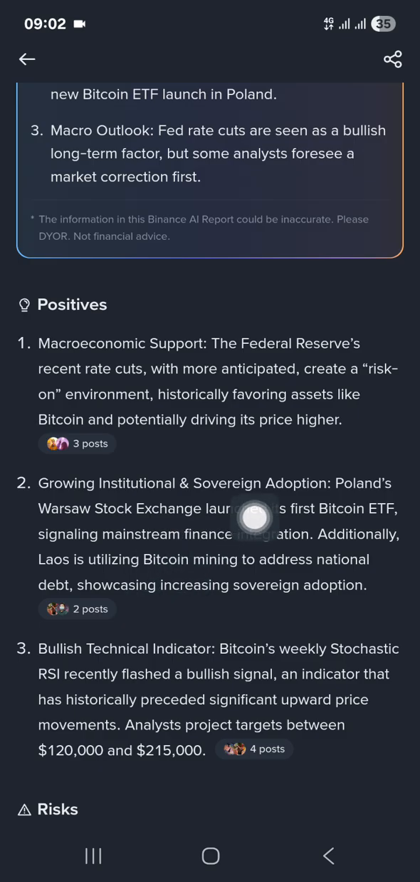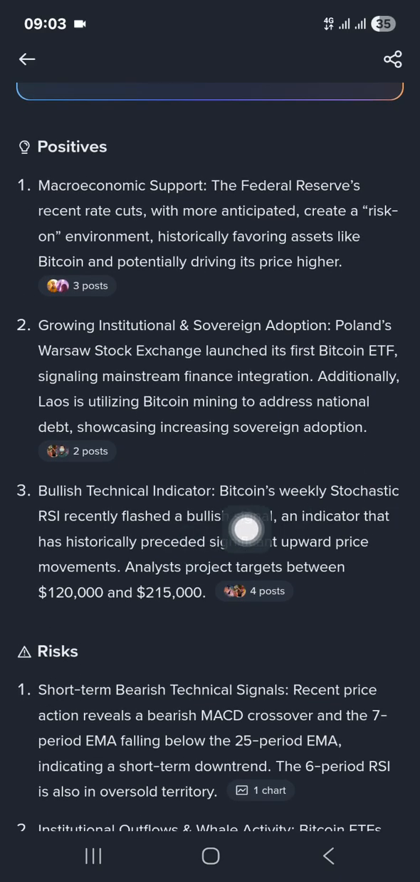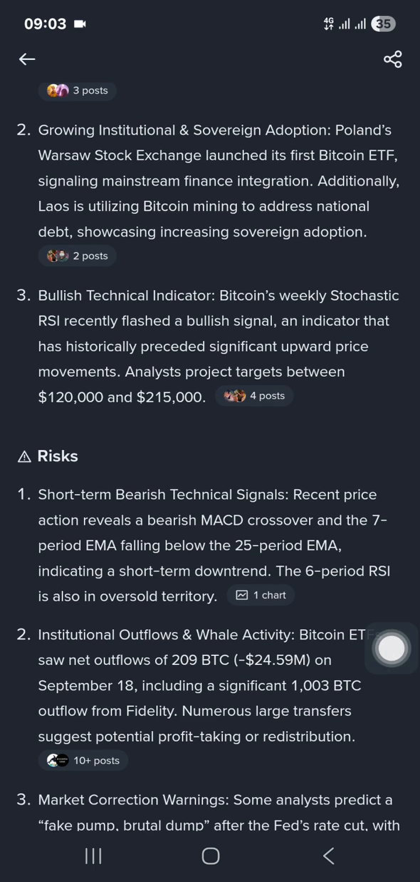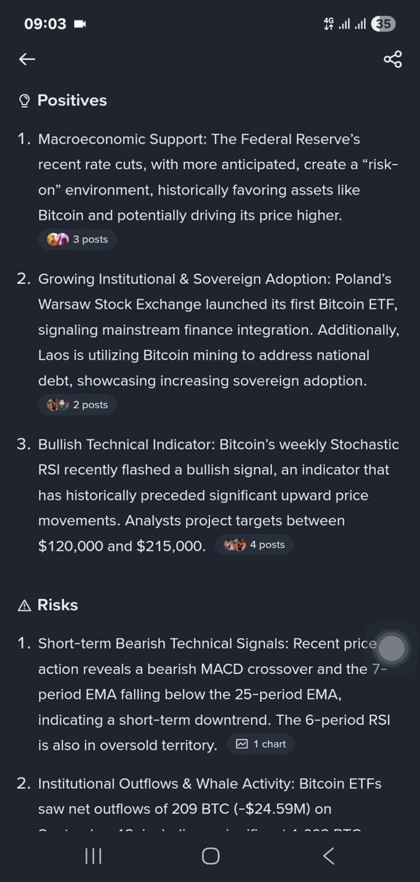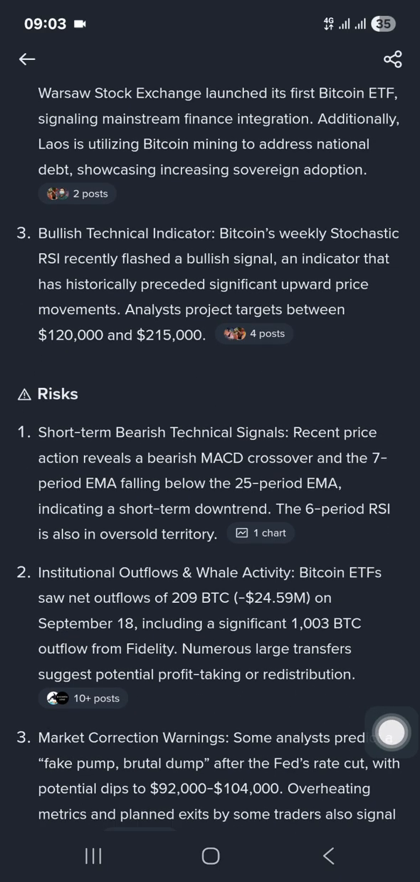Now, growing institutional and sovereign adoption. Poland just adopted it. Are you getting me, for their ETF? You can see here, bullish technical indicator. Bitcoin weekly Stochastic RSI recently flashed bullish signals. So that's indicating more bullish, and one analysis projects a target between $120 to $215. Are you getting me? Let's now look at the risks.